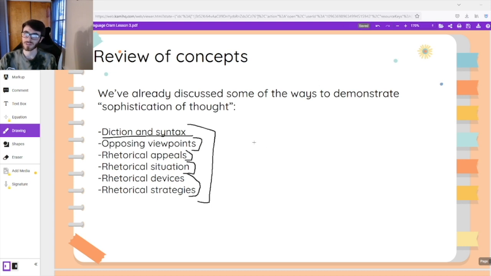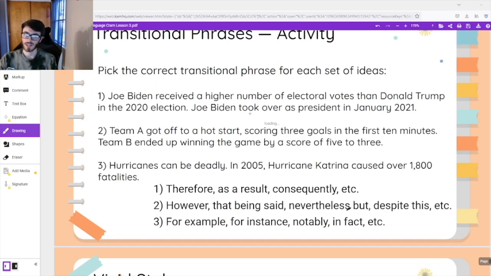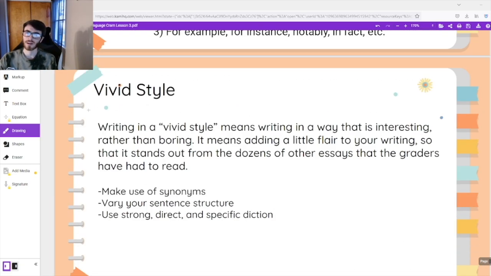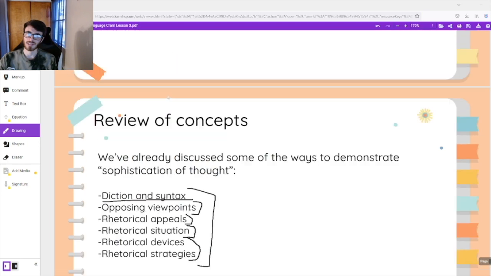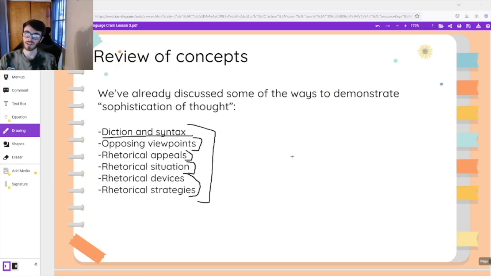We never want to use vague words, but as far as rhetorical devices, when we find a good spot to use one, go ahead and use it. Same thing with rhetorical strategies, and transitional phrases as well. Vivid style, diction, and syntax should be throughout the whole essay no matter what. But these others, we sprinkle in when it's necessary, when it's helpful, when it makes sense. All of that combined together should get us our sophistication point.